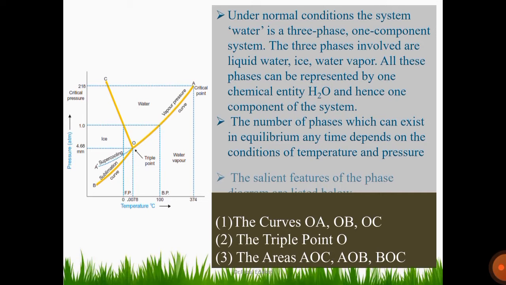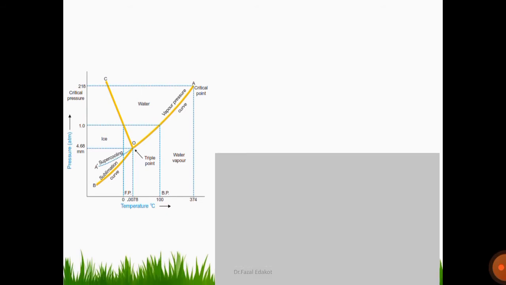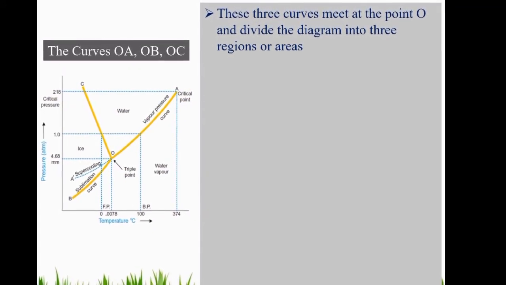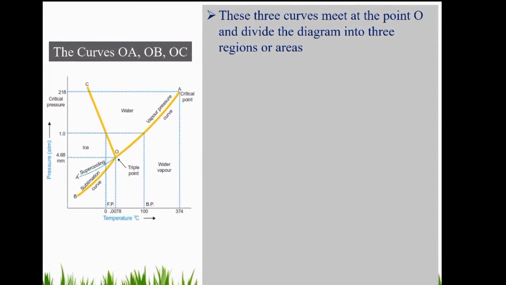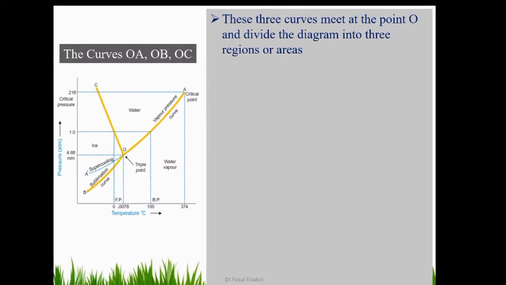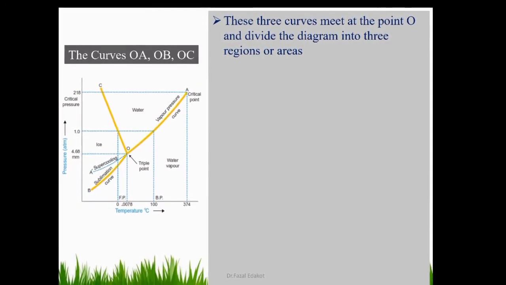We have already discussed the triple point. Only at that particular temperature and pressure are 3 phases at equilibrium. In all other conditions, 2 phases are at equilibrium. So the salient features are the curves, the triple point and the areas. First we will talk about the curves. We have already discussed OA, OB and OC. These 3 curves meet at the point O and divide the diagram into 3 regions or areas.